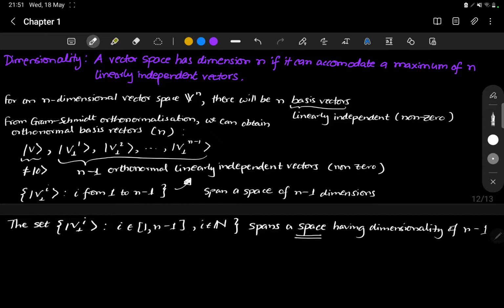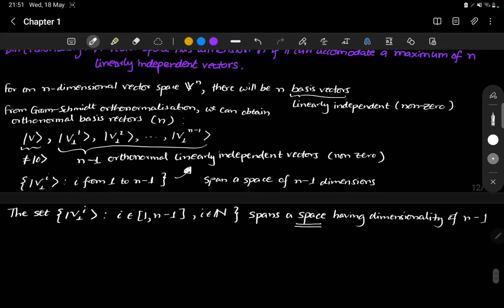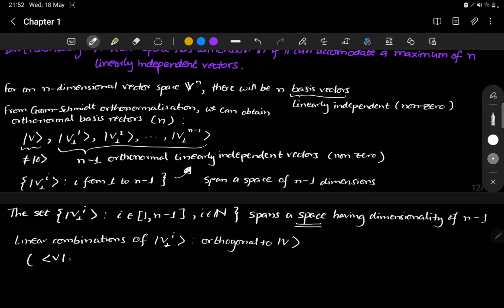So this will be true. How will it be true? We will see right now. So if we consider linear combinations of V perpendicular i, we see that these linear combinations will be orthogonal to the vector V. Why so? So let us see why this is so. If we take V dot product or inner product with any other V perpendicular i, this will be 0.